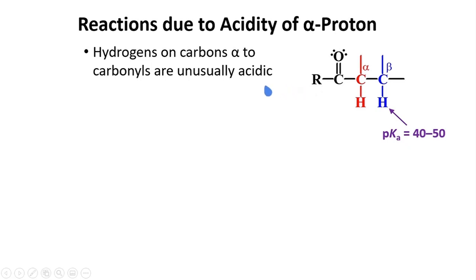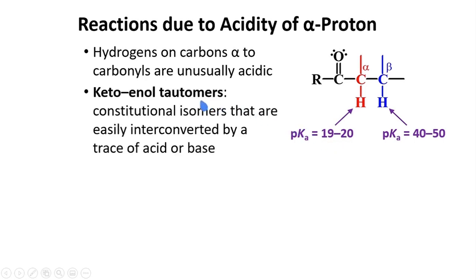There's a property of aldehydes and ketones that is relevant to our succeeding topic. This is acidity. It's known that the hydrogen attached to the beta carbon has a pKa that is very high, around 40 to 50. It means that this hydrogen is difficult to remove. However, the alpha hydrogen, the hydrogen attached to the alpha carbon, has a pKa of 19 to 20. This is very unusual. This is also the basis of keto-enol tautomerization.